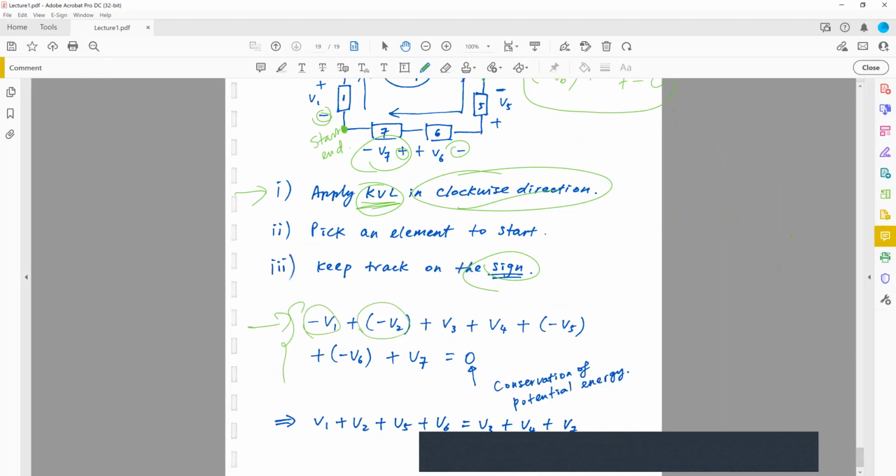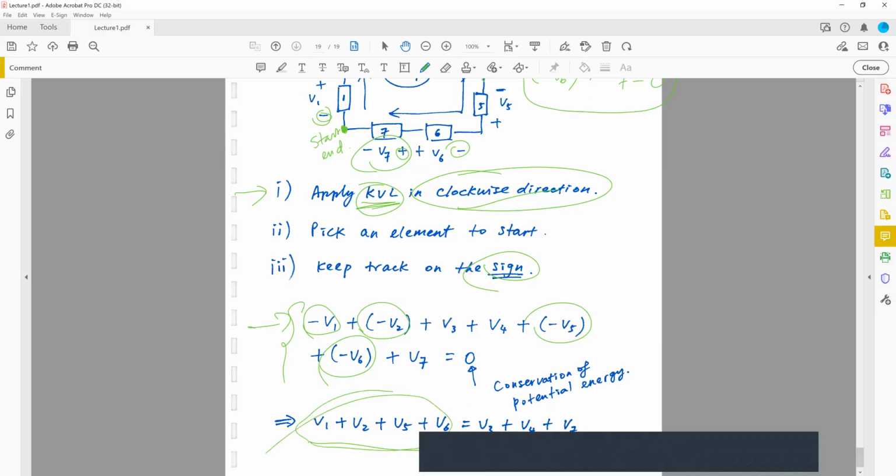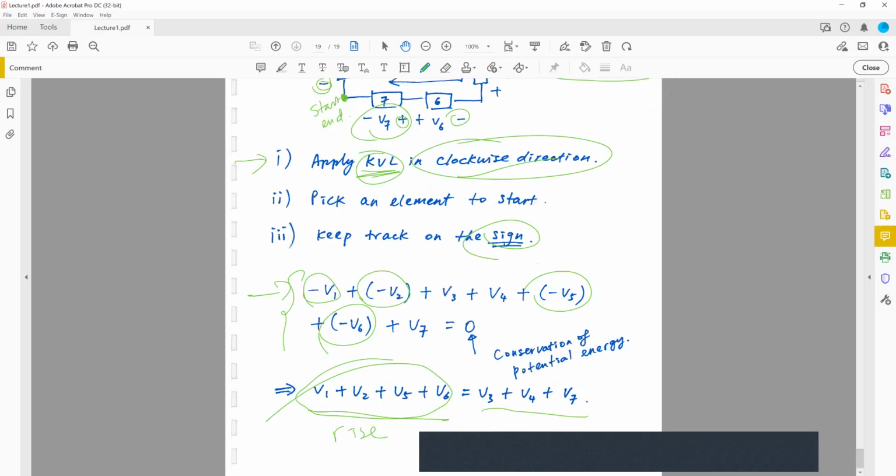So I'm going to move this negative, negative, negative, negative to the other side, right? So then I'm going to have V1 plus V2 plus V5 plus V6, and this is equal to V3 plus V4 plus V7, right? So that is to say, voltage rises has to be equal to voltage drop.